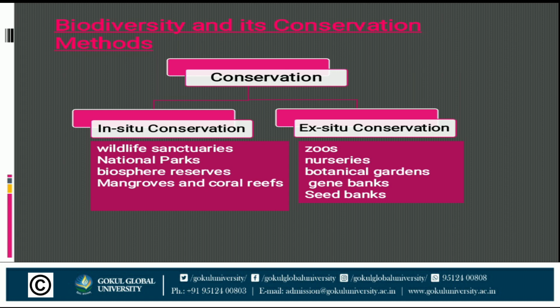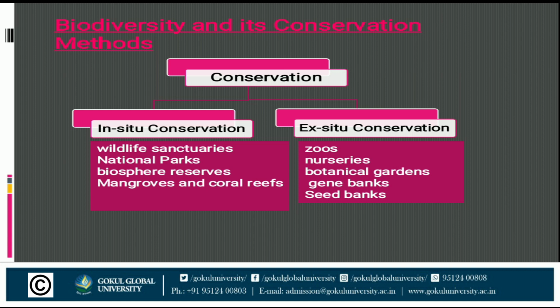Now, biodiversity and its conservation methods. Biodiversity refers to the variability of life on earth. It can be conserved in the following two ways: in situ conservation and ex situ conservation. First, we understand in situ conservation. In situ conservation of biodiversity is the conservation of species within their natural habitat. In this method, the natural ecosystem is maintained and protected.